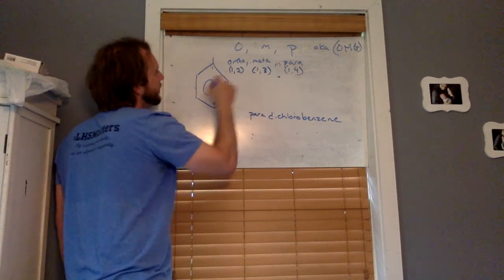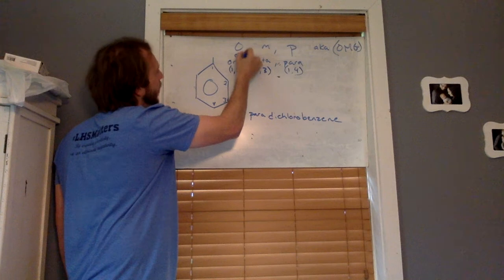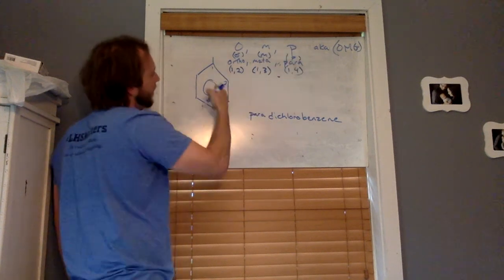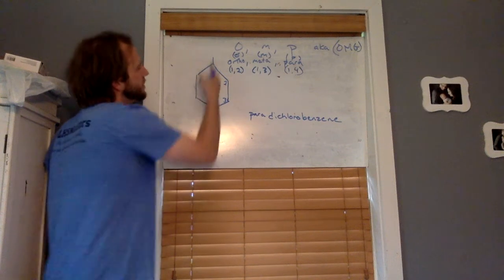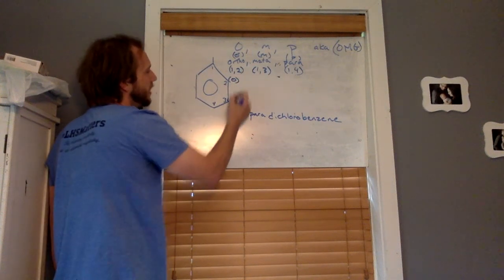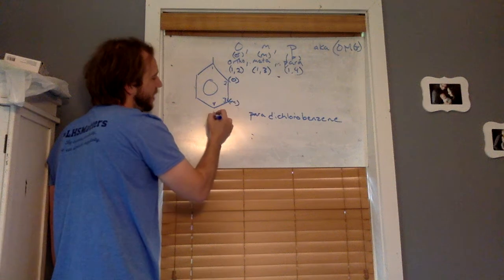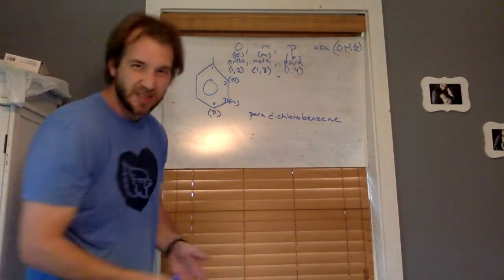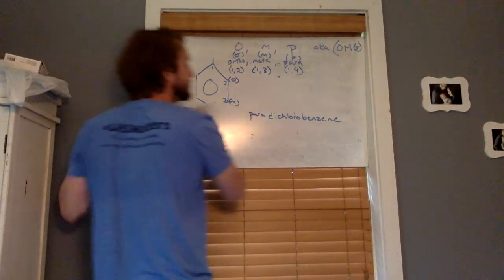And so if we were to abbreviate as an O, an M, and a P, if our priority group is here at 1, our ortho would be here, our meta is here, and our para is here. Another example of that, because I think it can be hard to see this sometimes.